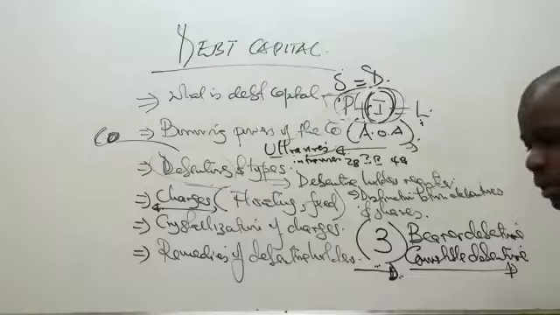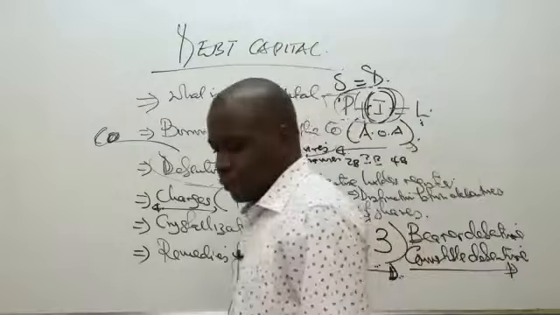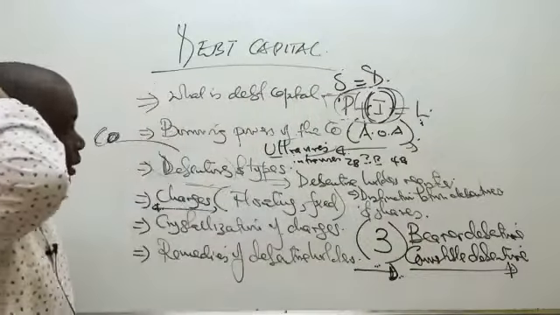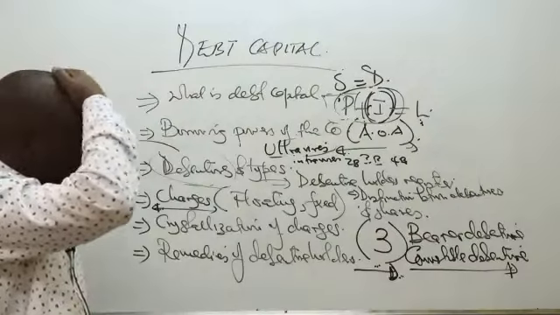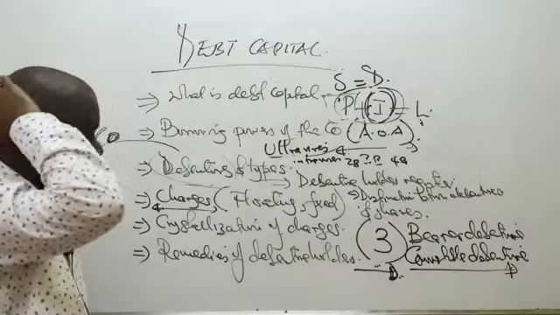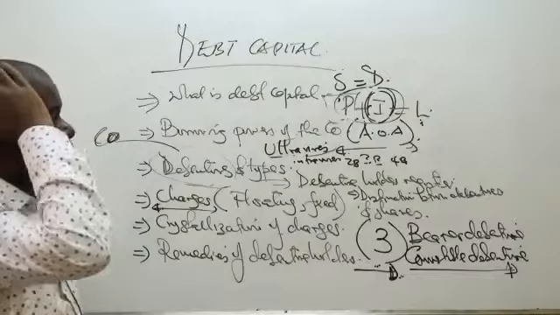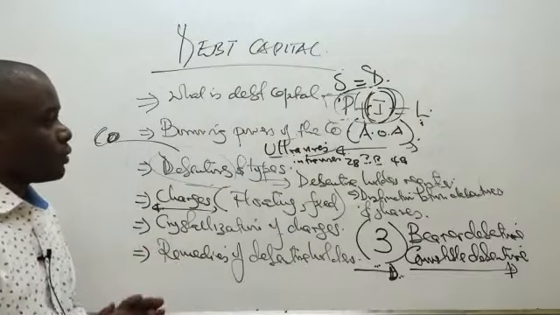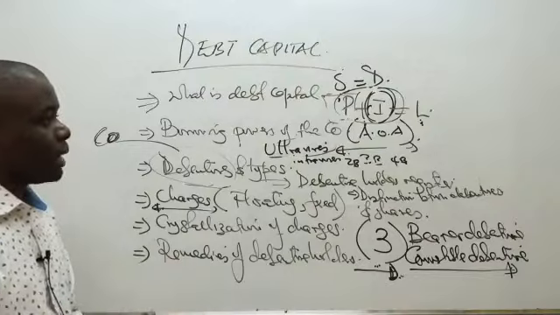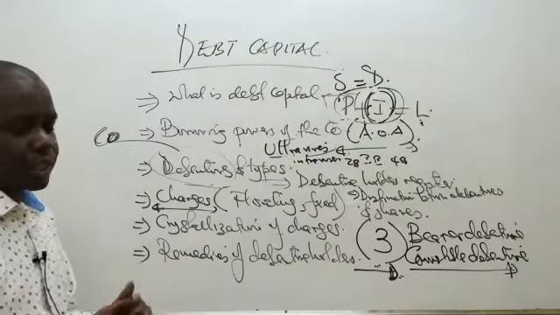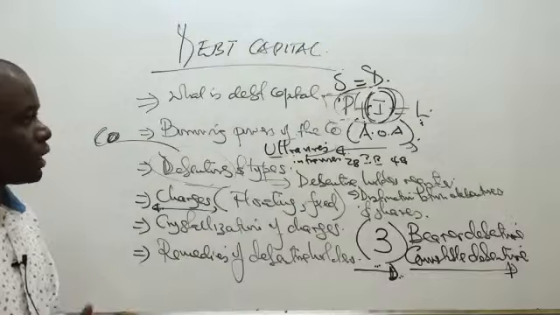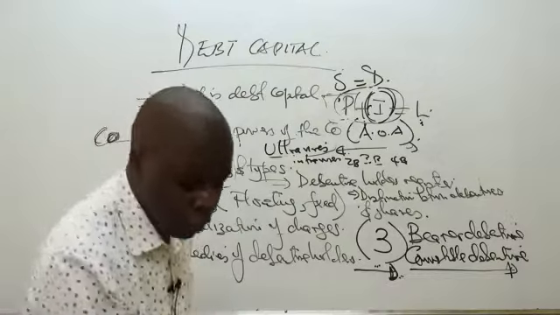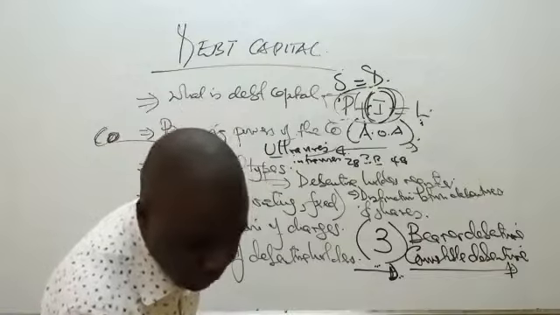So basically there are a few differences between shares and debentures that you're supposed to discover. The holders of shares become part owners of the company. When you buy shares in a company, you become a shareholder, a part owner of the company. When you buy debentures in a company, you become a creditor of the company.